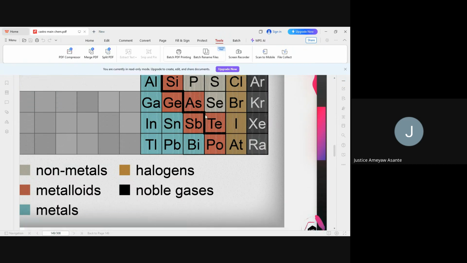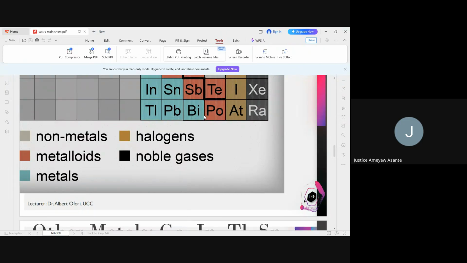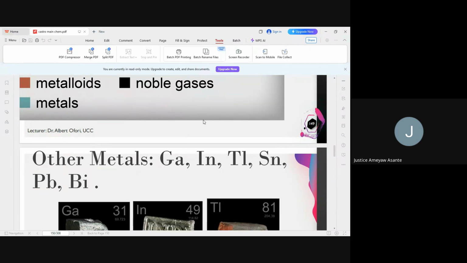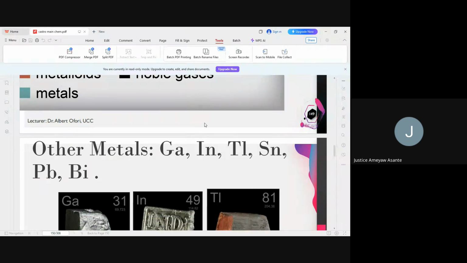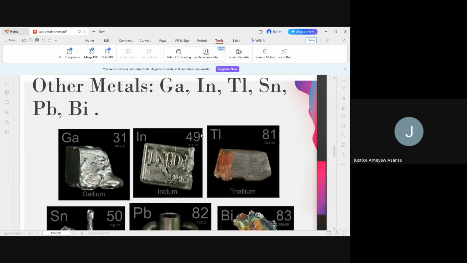So let us also look at something here. We can group elements into some areas. We have D block elements, S block elements, P block elements. So these are the other metals that we have considered.